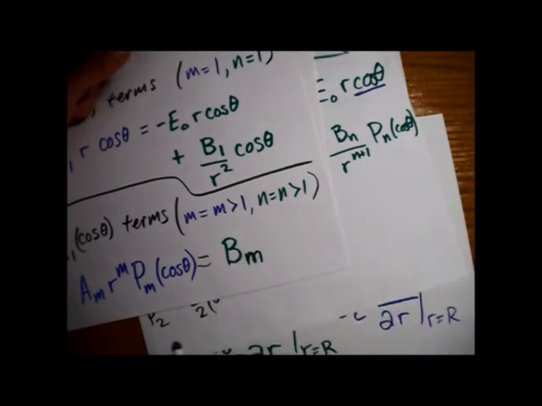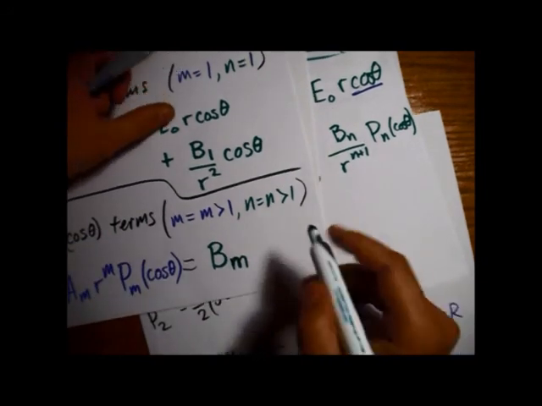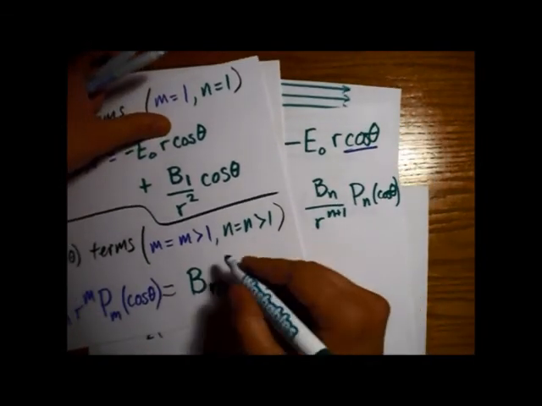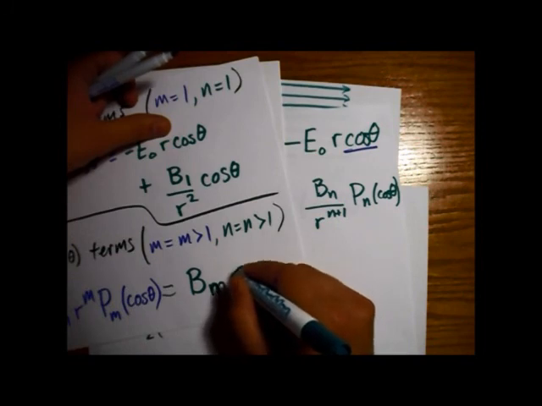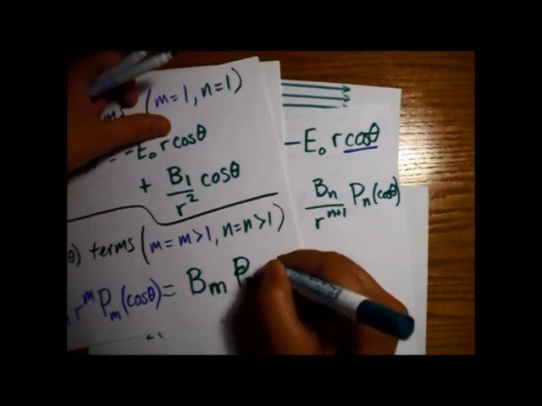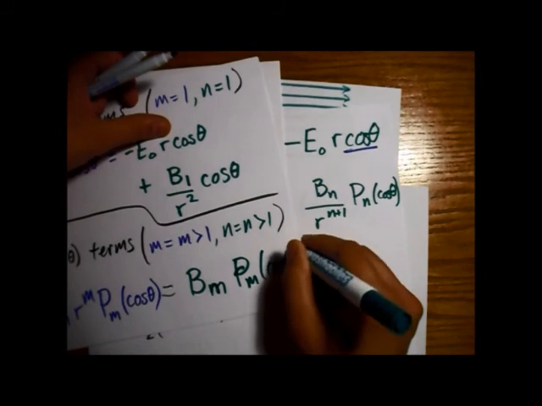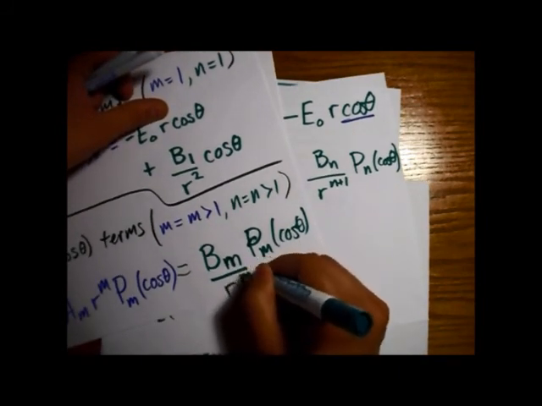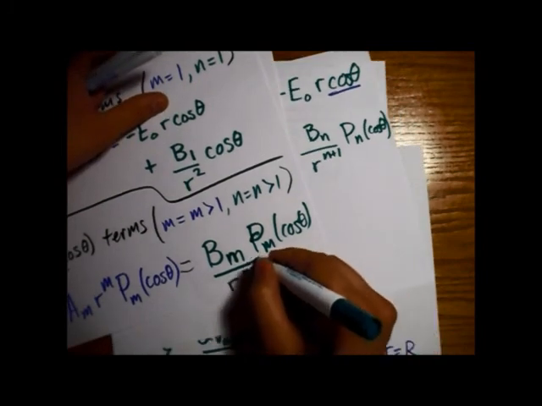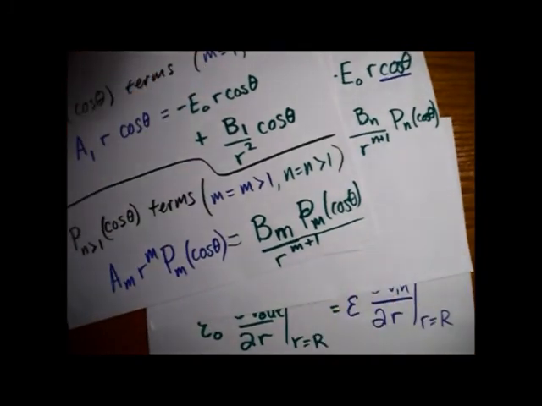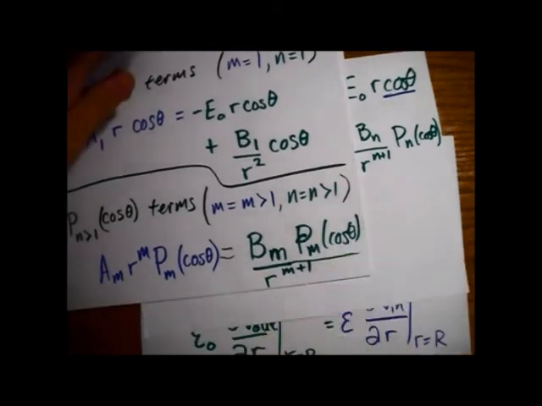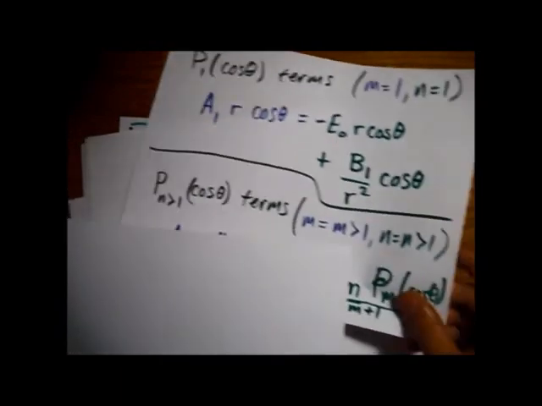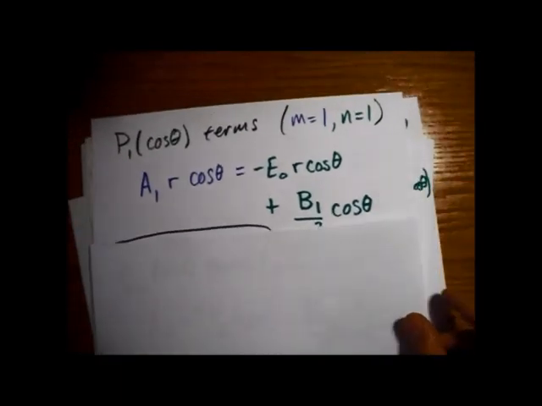All right, so here we go. And I'm going to go ahead, well, yeah, we'll just write it on the bottom. So P sub m cosine of theta, and then on the bottom here we had an r to the m plus 1. Okay, so here's our two equations. And again, we're still working with the first boundary condition. So let's see what we can do with these guys.